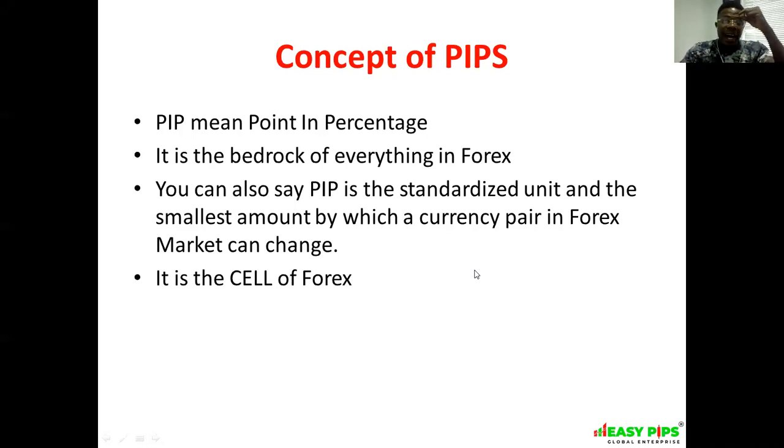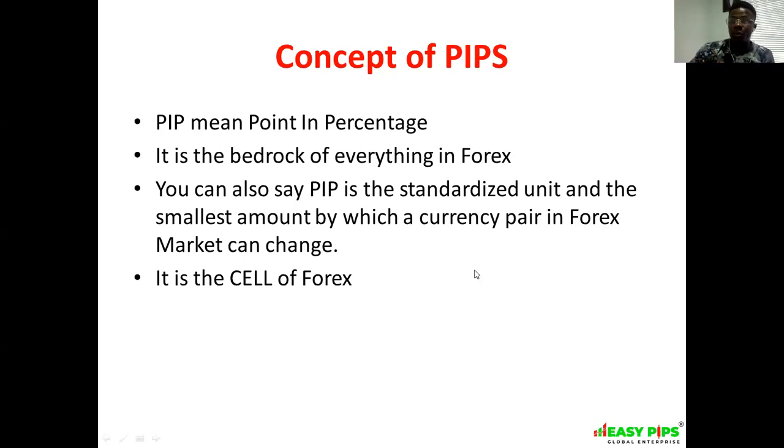You need to understand how to calculate PIPS so as to understand perfectly how to enter your trade and to exit your trade. Because it is the smallest unit in Forex. It's like the cell of Forex. Now, the definition of PIP is simple. It is a standardized unit and the smallest amount by which a currency pair in Forex markets can change.